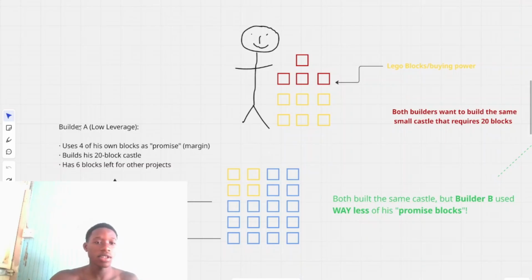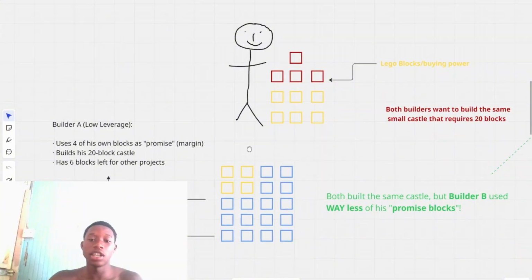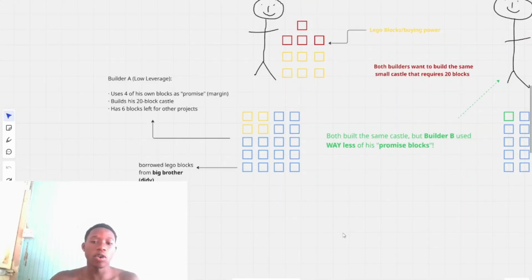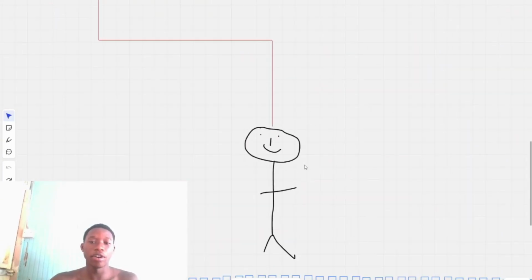Right? So builder A, low leverage, he uses 4 of his own blocks as a promise. You could think of promise as a margin, but we're getting into that. Just think of promise as a deposit right now to build his 20 block castle. So he uses 4 of his own blocks as a promise to build his 20 block castle. He has 6 blocks left for other projects. We could see an illustration right here. The yellow blocks is the blocks he promised, and the blue blocks is borrowed from his big brother called Didi. And that's his big brother right there.